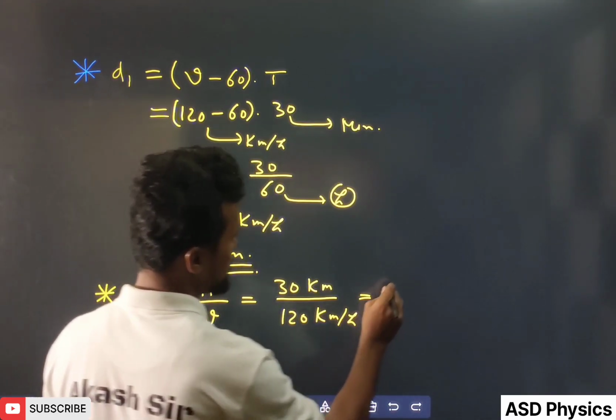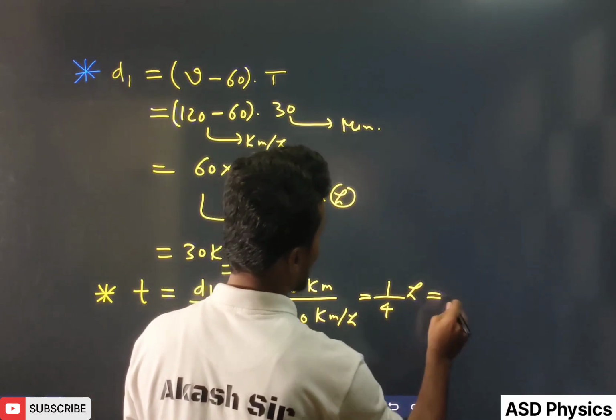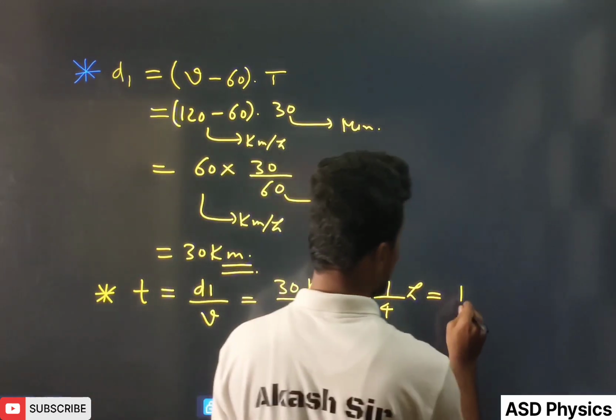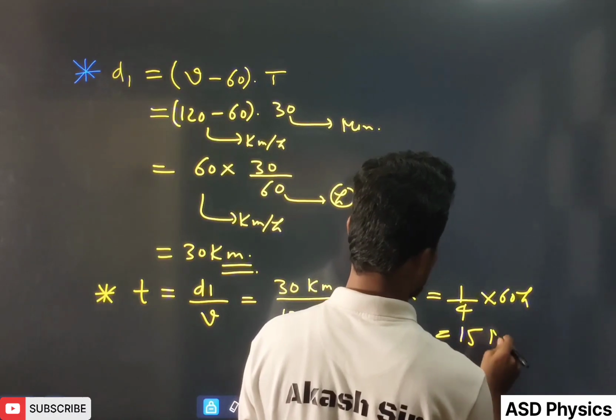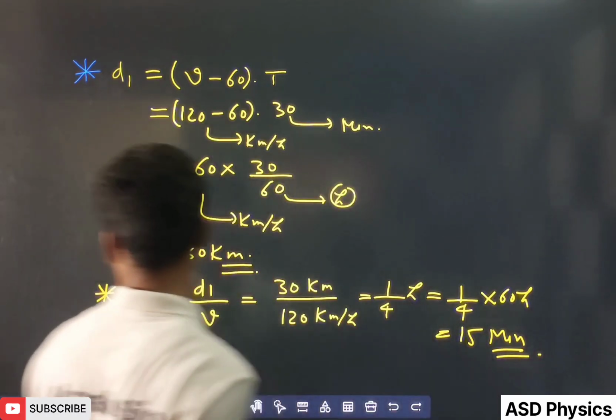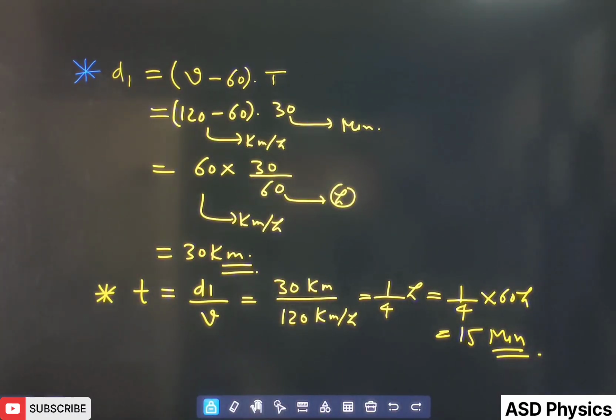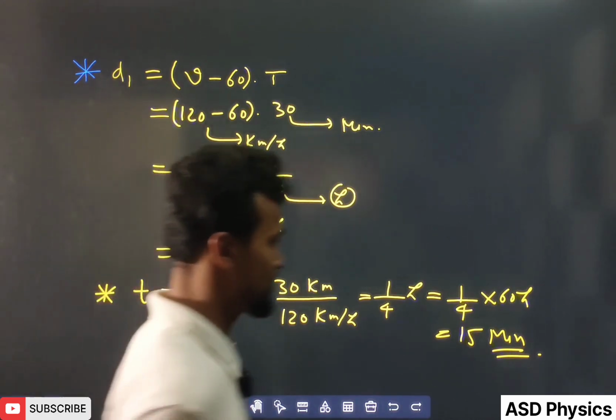So what is coming here, students? It will come 1 by 4 hour. The answer is asked in minutes, so 1 by 4 into 60, it will come 15 minutes here. Okay, I have done it for you. Remember, a little bit tough question, but okay.